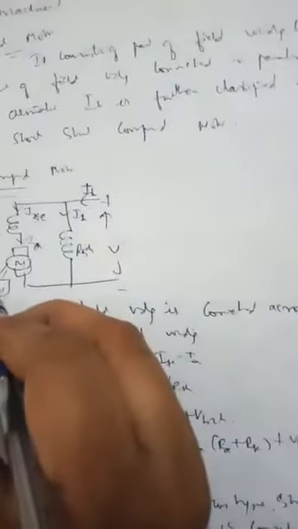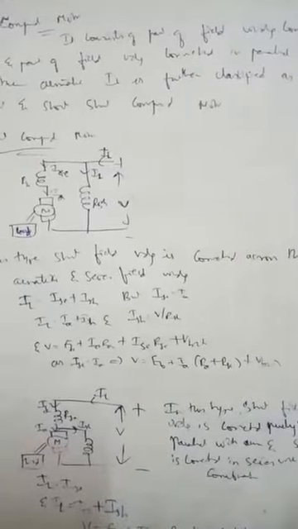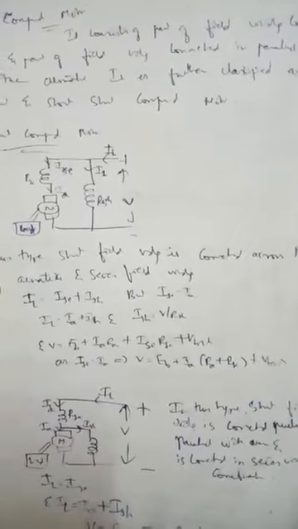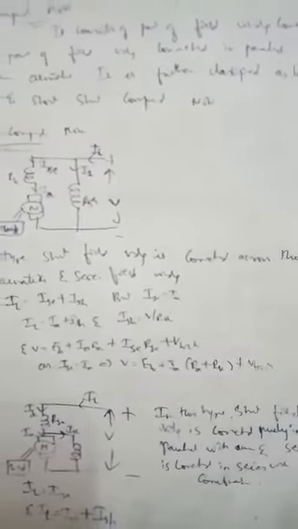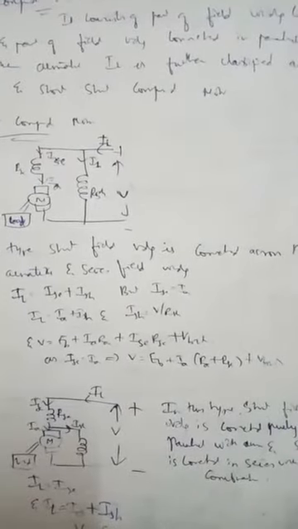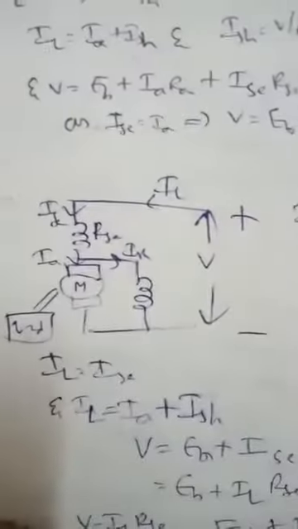And here it is connected to load, and this is terminal voltage V. So in this type, shunt field winding is connected across the combination of armature and series field winding. IL is equal to ISC plus ISH, but ISC is IA. IL is equal to IA plus ISH, and ISH is V by RSH. V is equal to Eb plus IA RA plus ISC RSC plus V brush. As ISC is equal to IA, I can write V is equal to Eb plus IA into RA plus RSC plus V brush.